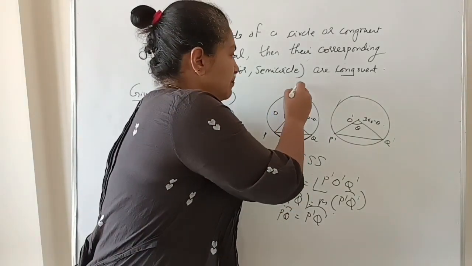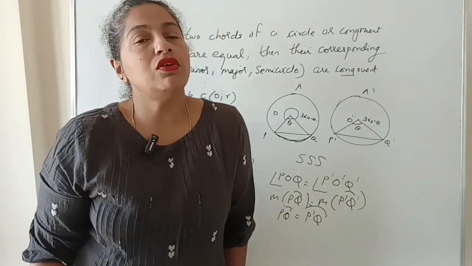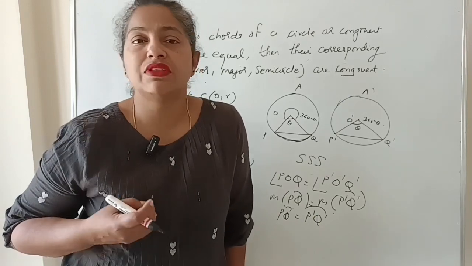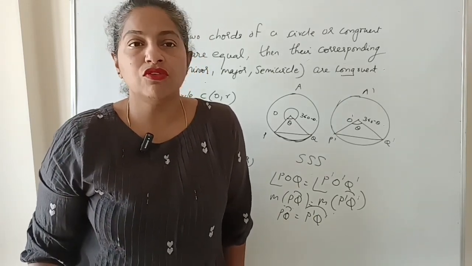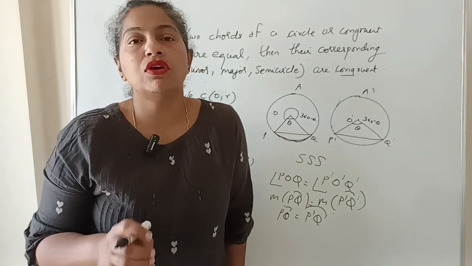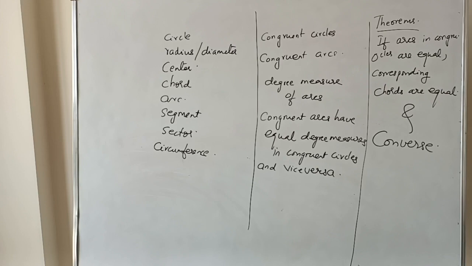You can put, so major arc PAQ is equal to major arc P dash A dash Q dash. So, it is the same case with the semicircle also. So, we have proved this theorem also. So, let us see what we have learned so far before we move further.